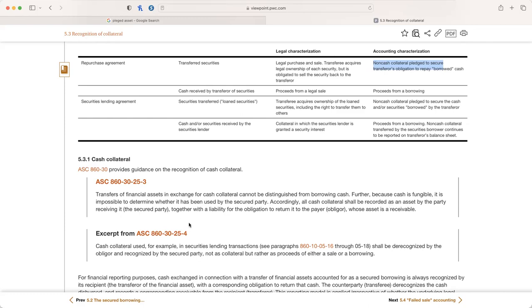So let me see. So together with a liability for the obligation to return it to the payer obligor whose asset is receivable. That would be us. We are the payer. It says with a liability, so that means they are owing for the obligation to return it to us, whose asset is a receivable. A receivable can be physical or inanimate. It doesn't have to be something you can hold in your hand, but it is a receivable.